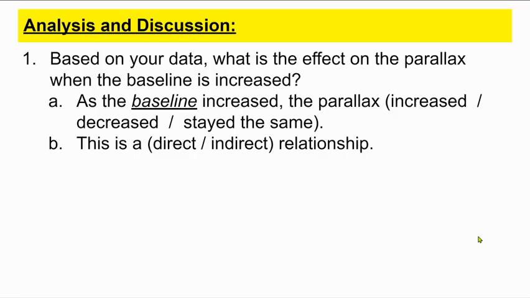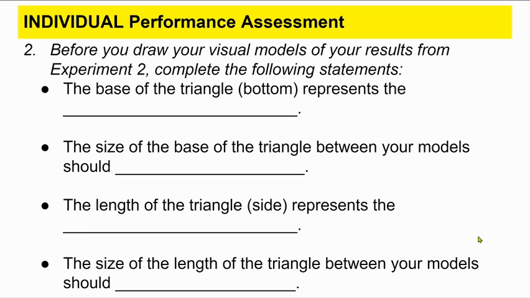So now that you've collected the data, your task is to complete the analysis and discussion, answering questions about what the relationship was that you saw, and then completing your visual model, making sure that you're very thoughtful about how you're going to represent the changes on that model. What should be true about the base of the triangle in terms of what it represents? And how should the size of the base of the triangle stay constant or change in your drawings? What should be true about the length or side of the triangle? And how should the size of the length of the triangle stay constant or change in your drawings?